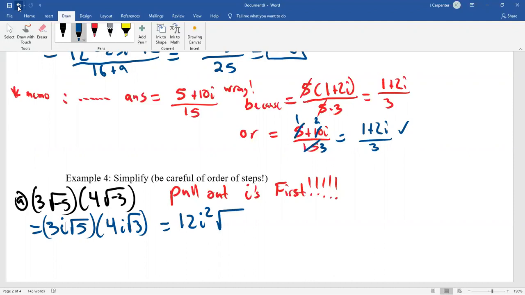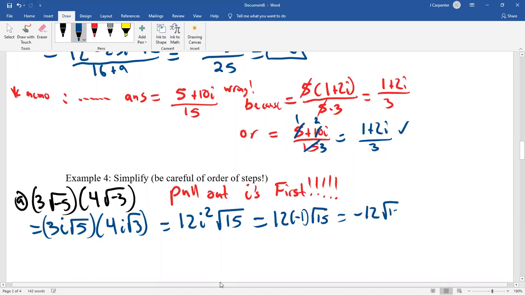Then we have our square root. Now multiply the insides. 5 times 3 is 15. Now, if you can do anything with this square root, if you can simplify it, simplify it. But we can't. But this isn't done because i squared is equal to -1. So that's 12 times -1 times the square root of 15. But that should just be written as -12 square root of 15. This is the answer.